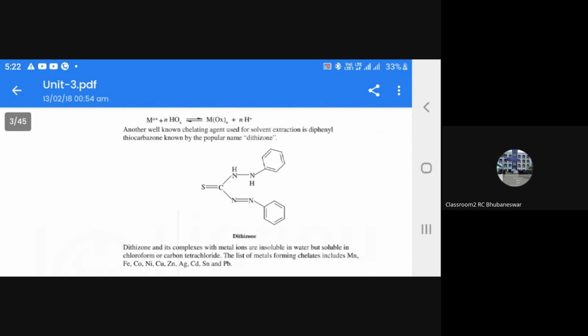So we have to do the liquid-liquid phase separation. We have to take one organic solvent in which the metal ion or the complex is soluble, and in aqueous medium it is insoluble. The list of metals forming chelates includes manganese, iron, cobalt, nickel, copper, zinc, silver, cadmium, tin and lead. So let us study the equilibria.